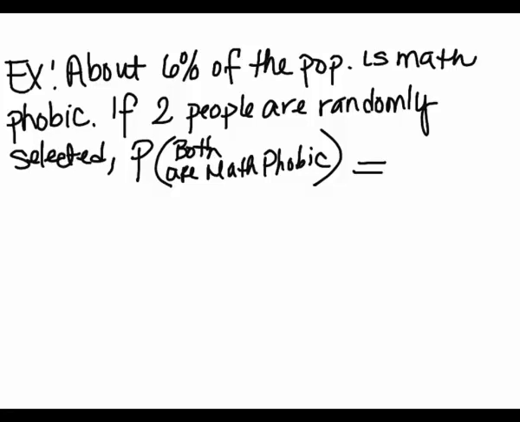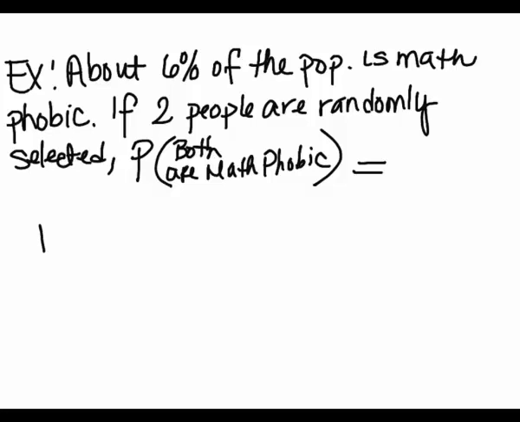So the first question you have to ask yourself is, are they independent or are they dependent on each other? Because I want the probability that one person and the other person are math phobic. If you think about it, the fact that I'm math phobic has nothing to do with anybody else. Does that make sense? The chance of me being math phobic doesn't affect the probability of someone else being math phobic. So these are independent of each other.